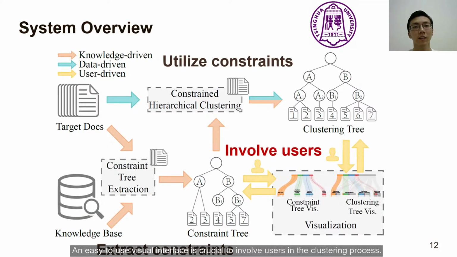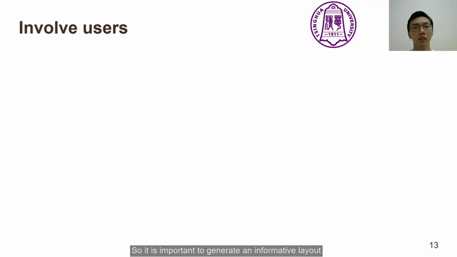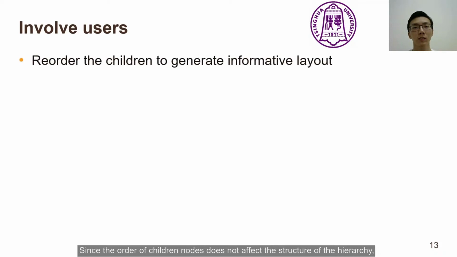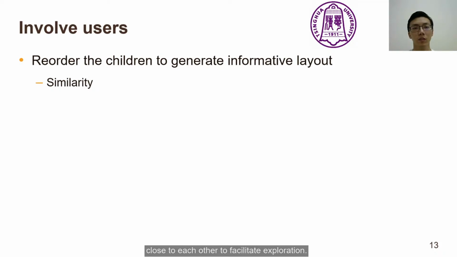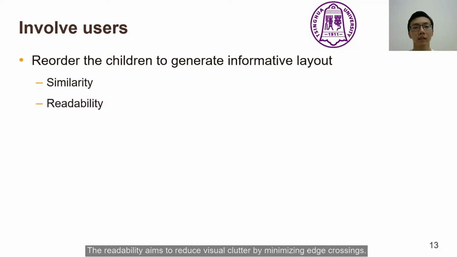An easy-to-use visual interface is crucial to involve users in the clustering process. So it is important to generate an informative layout that helps users understand the structure. Since the order of children nodes does not affect the structure of the hierarchy, we can search for the best order to generate an informative tree layout. Here we consider 3 factors in our ordering algorithm. The similarity aims to place nodes with similar contents close to each other to facilitate exploration. The readability aims to reduce visual clutter by minimizing edge crossing. The stability aims to minimize the change between 2 consecutive layouts after user's modification.